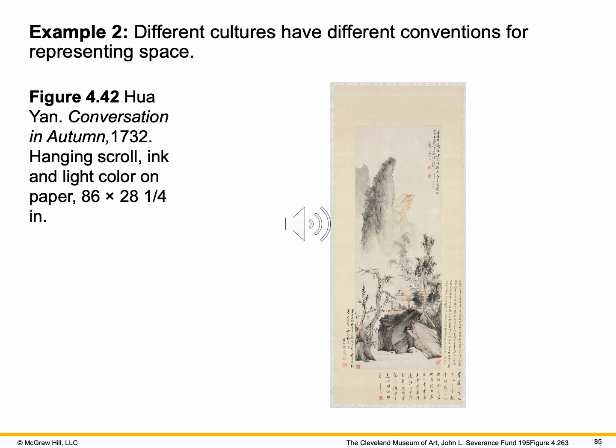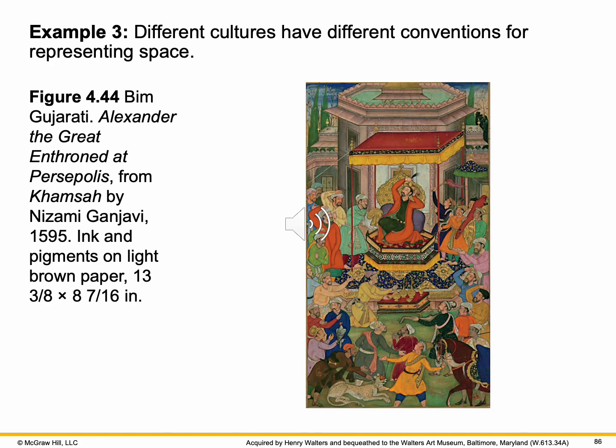Different cultures have different conventions for representing space. Use this work by Huayan, Conversations in Autumn, 1732, in contrast to The Last Supper. How are the conventions different for representing space? And contrasting this work with the two works before, contrast how the different cultures represent space differently.